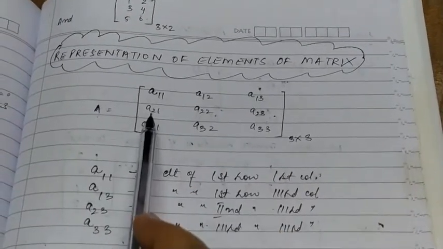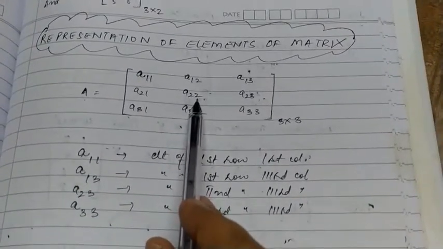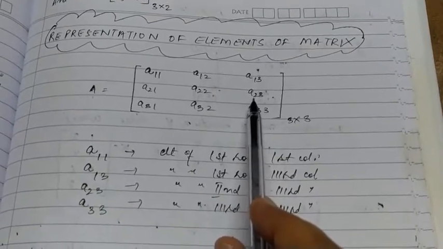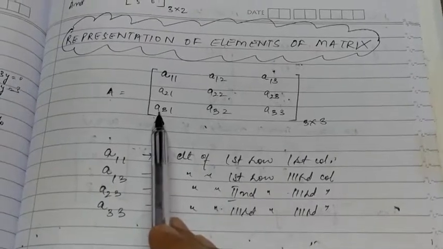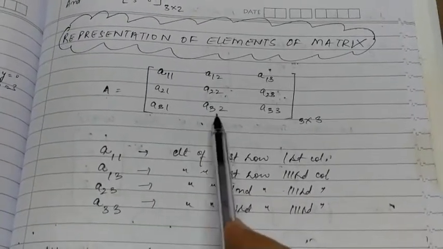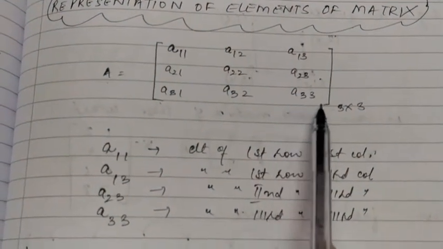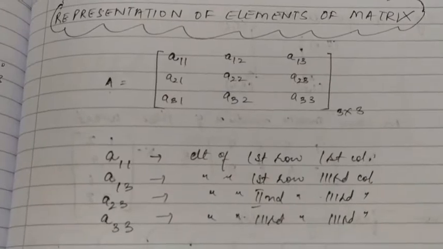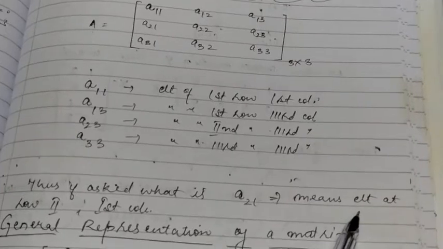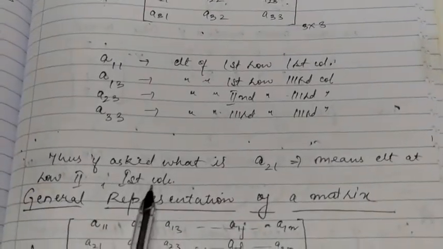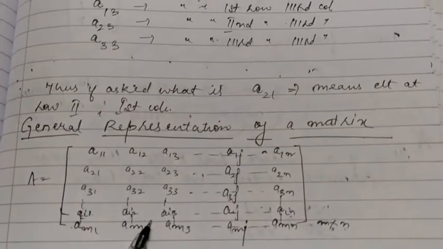Similarly, A21 is second row, first column. A22 is second row, second column. A23 is second row, third column. A31 is an element of the third row and first column. A32 is third row, second column, and A33 is the third row and the third column. Clear? Thus if we are asked what is A21, we have to find the element in the second row, first column.